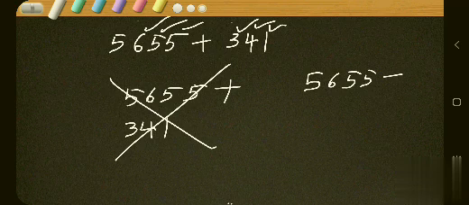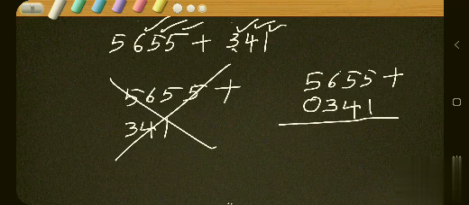5,655 plus, yes, ones under ones. Yes, 3, 4, 1. Hundreds place. We should begin with the hundreds place. Why 3 is in hundreds place? So down this 5, no number is there, isn't it? So in the blank spaces, please put zeros. Now we can add. Have you understood?